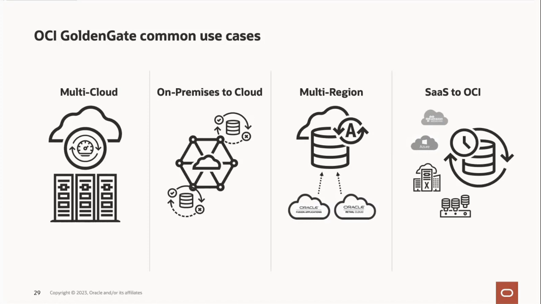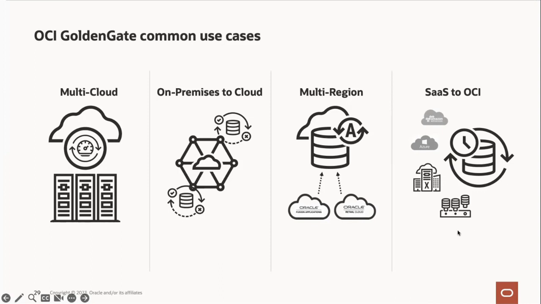On-premises to cloud, second most common. If you have a database on the cloud that needs to be synced on-prem or vice versa, this is a real-time data replication tool. It's extremely quick. It'll allow for easy access to data on premises in the cloud and on the cloud in premises, so vice versa. Next two we have are SaaS to OCI.